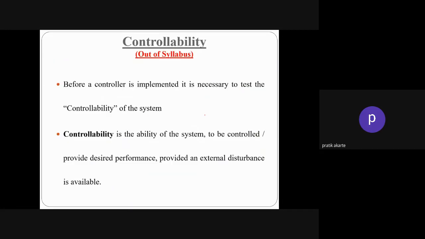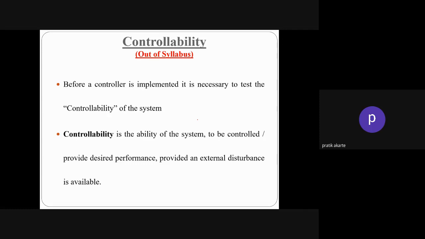Controllability: it is not in the syllabus, but it is important to understand. Before the controller is implemented, it is necessary to test the controllability of the system. Controllability is the ability of the system to be controlled, or to provide the desired performance, provided an external disturbance is available. That is what we call controllability: whether the system is capable of giving the desired performance as expected from it.